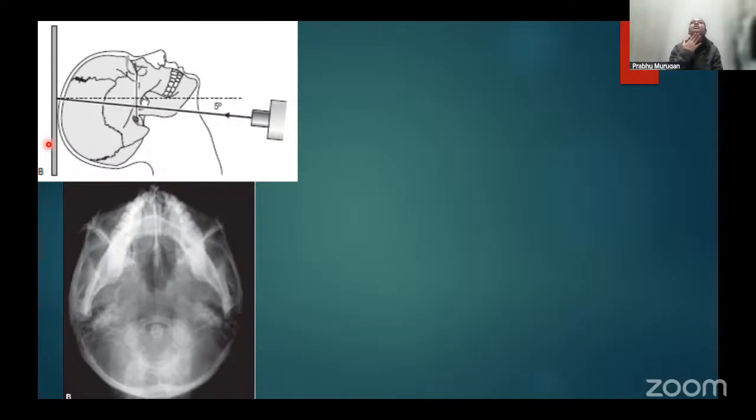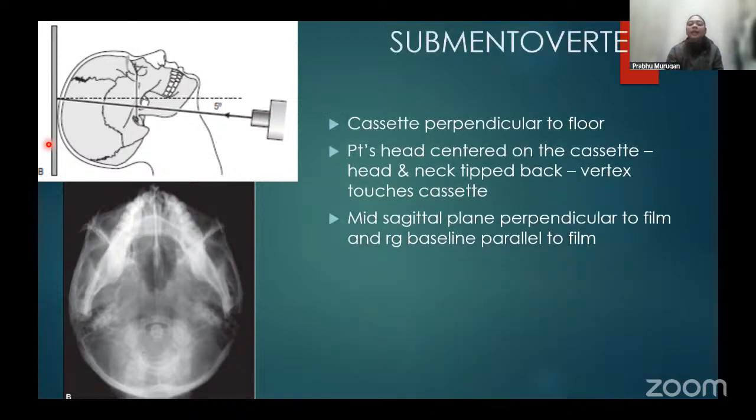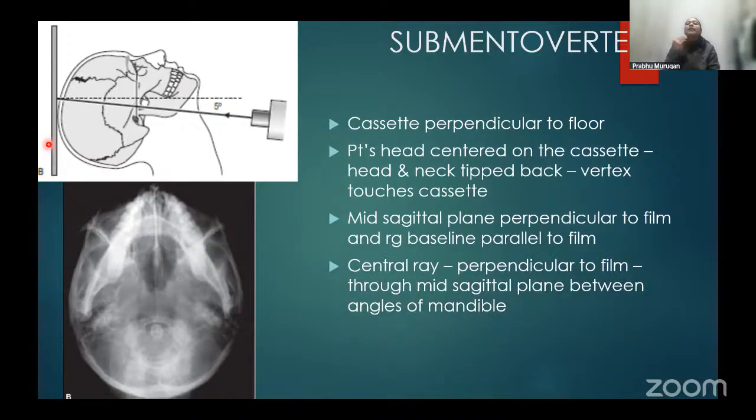Okay, so for this, you will ask the patient to bend the head nicely. You can look at the position here. So you'll ask the patient to bend the head so that the head and neck are tipped back and the vertex of the head is touching the cassette. You have the cassette here, the patient is lying like this, and the X-ray source is coming from the opposite side. You can see that the central X-ray is exactly perpendicular to the film and it is passing through the mid-sagittal plane between the angle of the mandible.